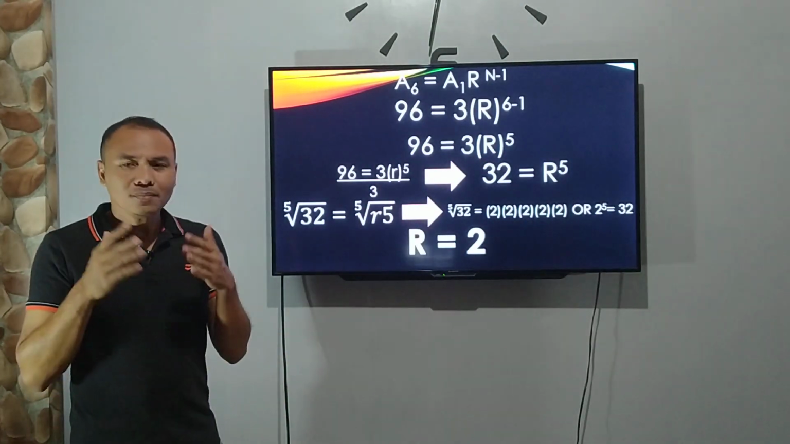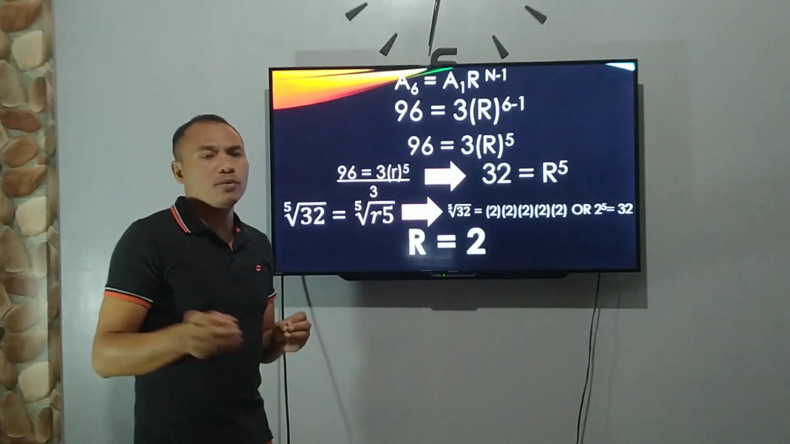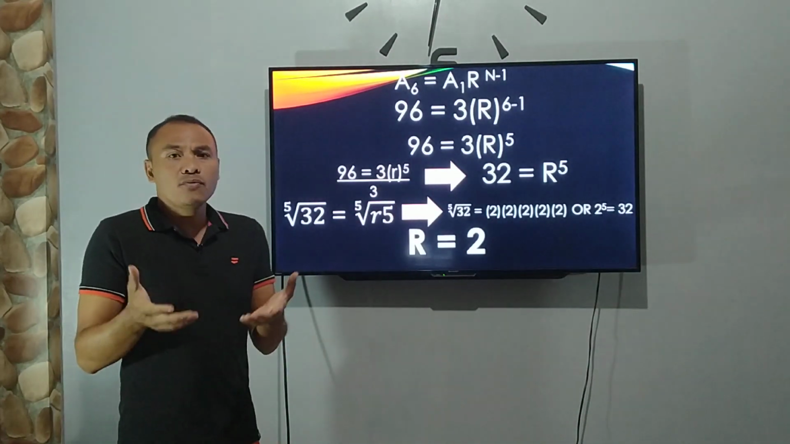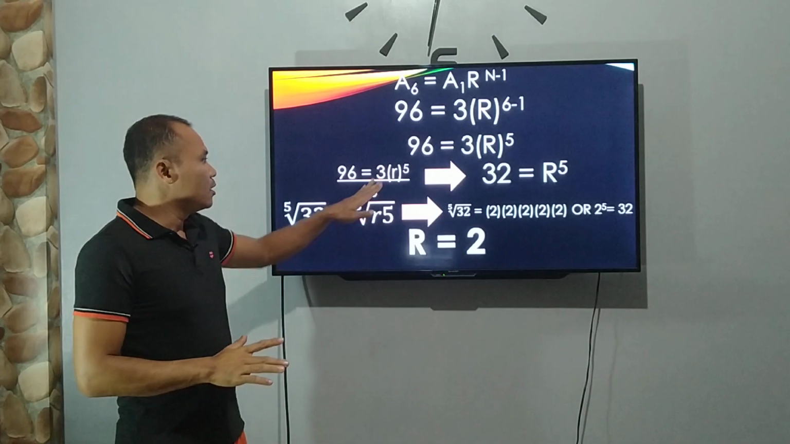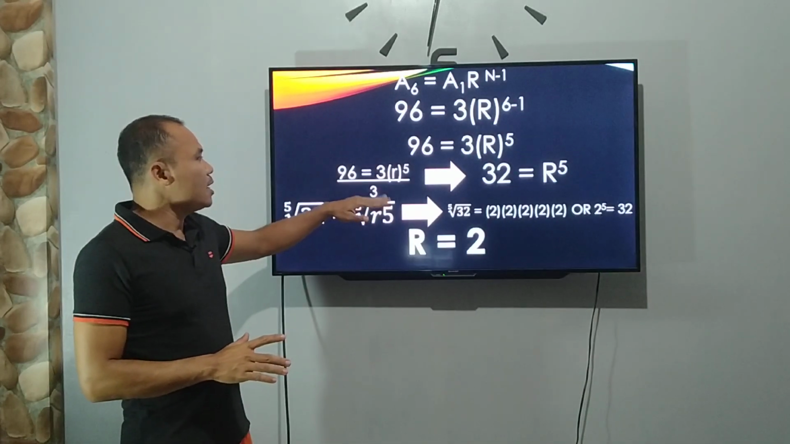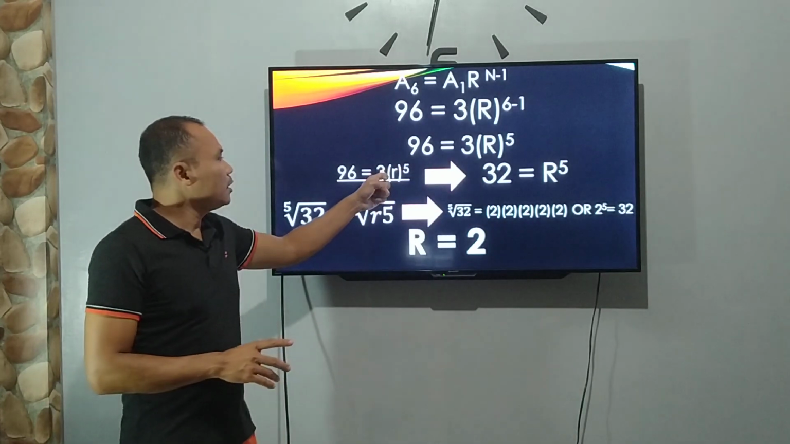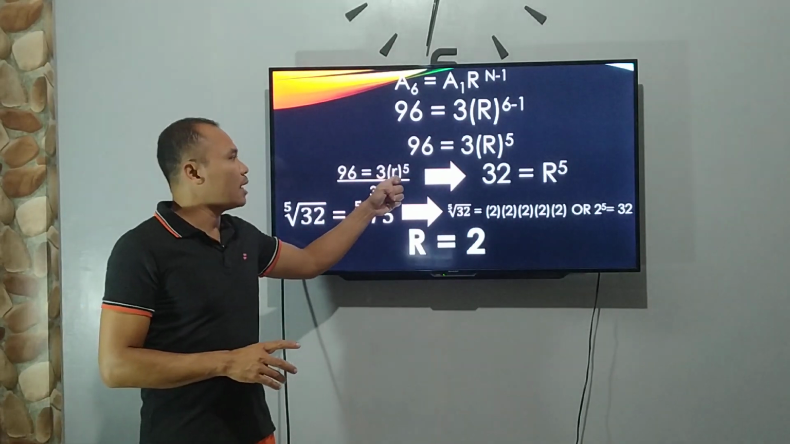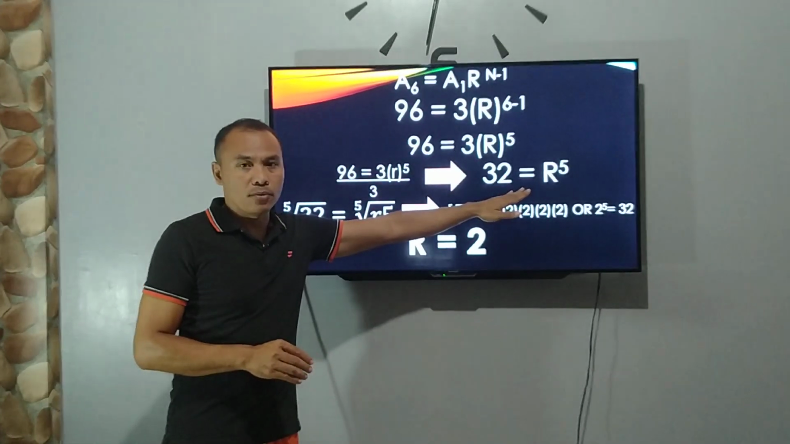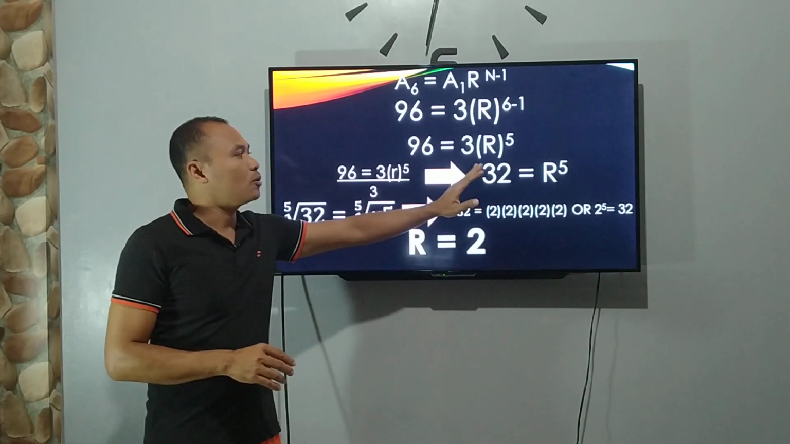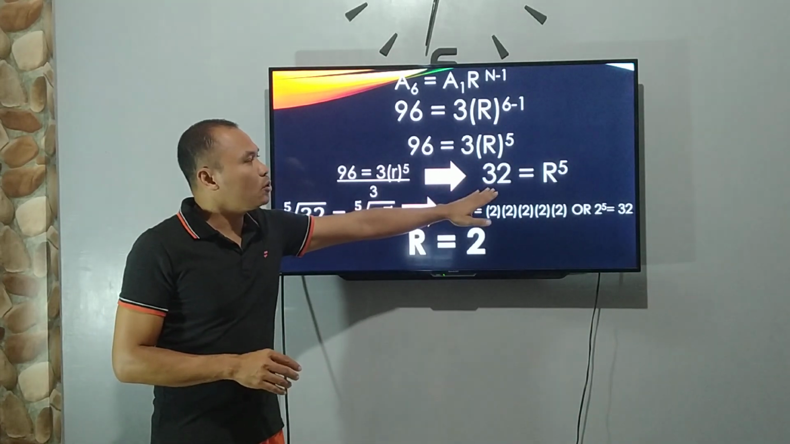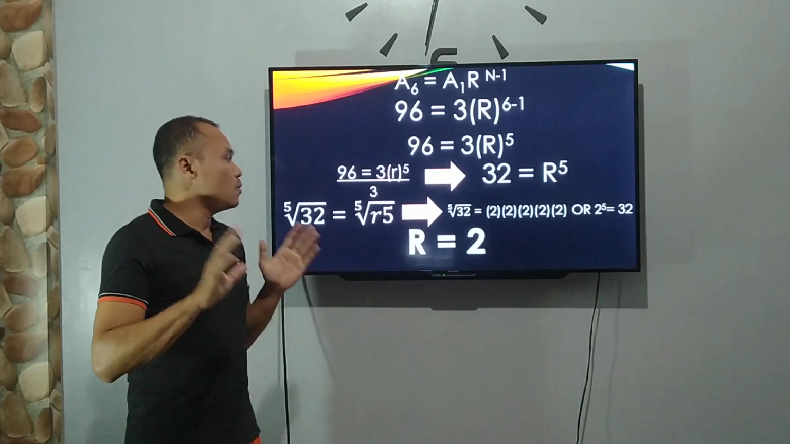Next, since we're looking for the value of r, we have to divide both sides of the equation by 3. So pag nag-divide tayo ng 3, 96 divided by 3 is 32. 3 divided by 3 is 1. So matitira is r raised to 5. So magkakaroon lang tayo naman ng another, which is 32 is equal to r raised to 5.